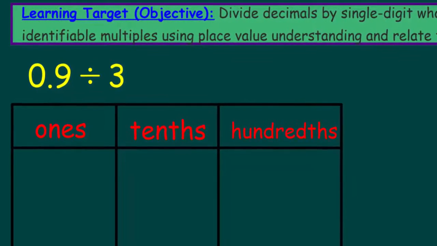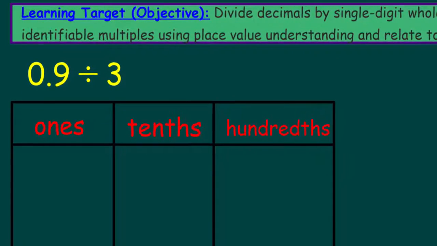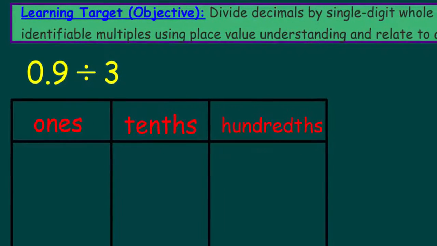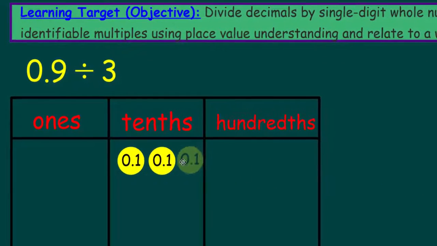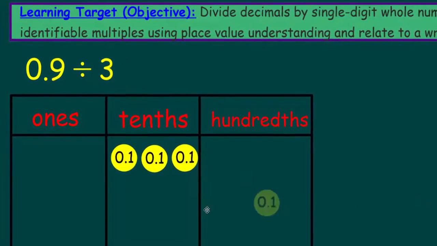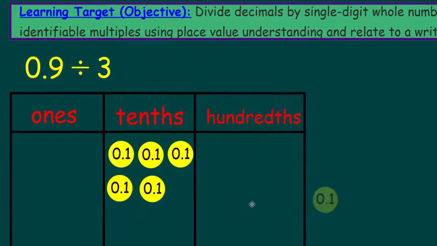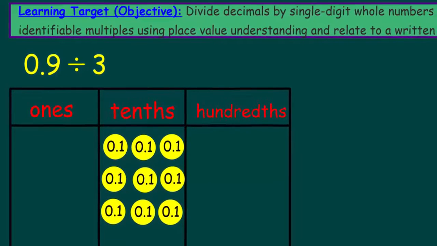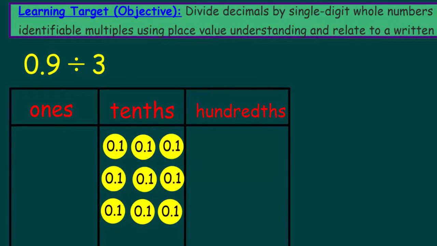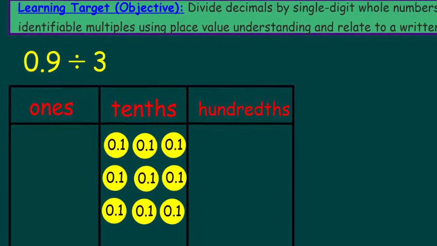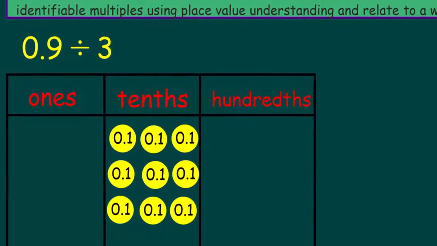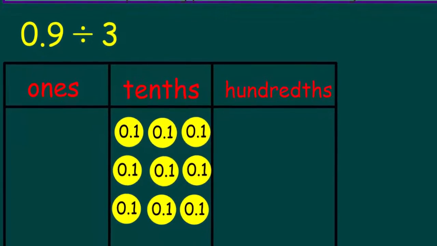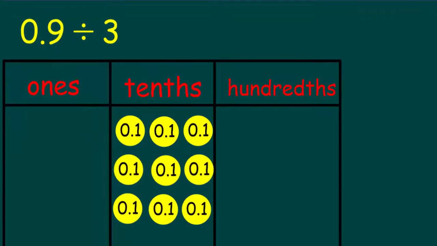I'm going to show my 9/10 on our place value chart. Each one's a tenth, so I'm going to need 9/10 to fit in here, which is great because we're dividing by 3. I'm going to divide 9/10 into 3 equal groups. If I do that, how many tenths are going to be in each group? I thought I heard somebody shout out, Mr. Wara, it's 3/10. That's right. So 3/10 are going to be in each group.